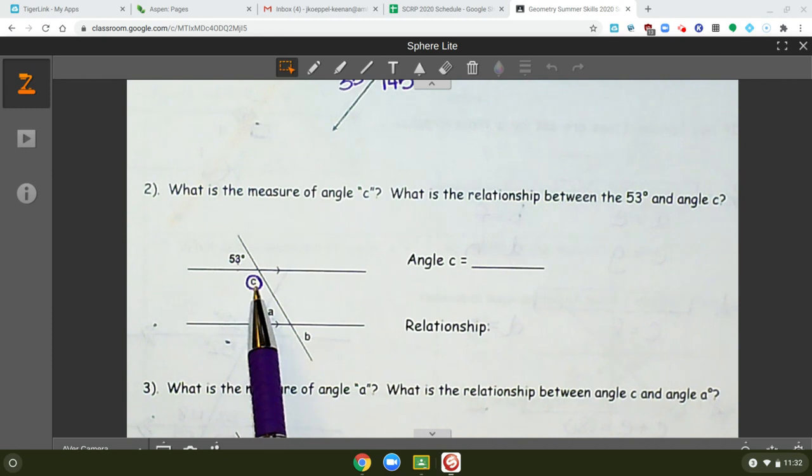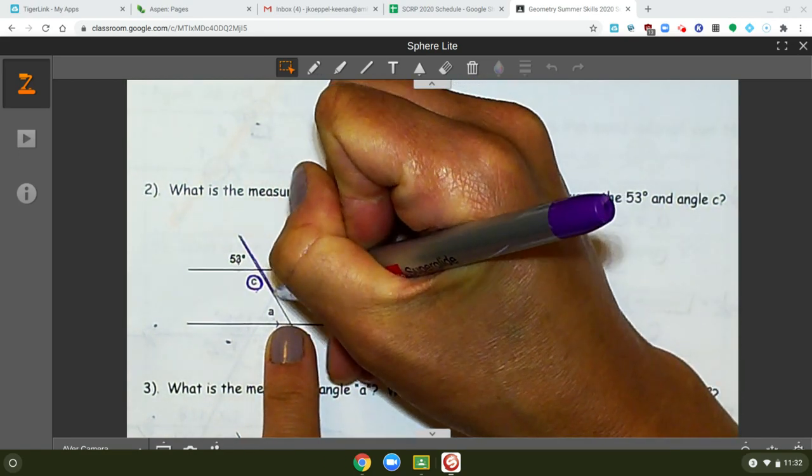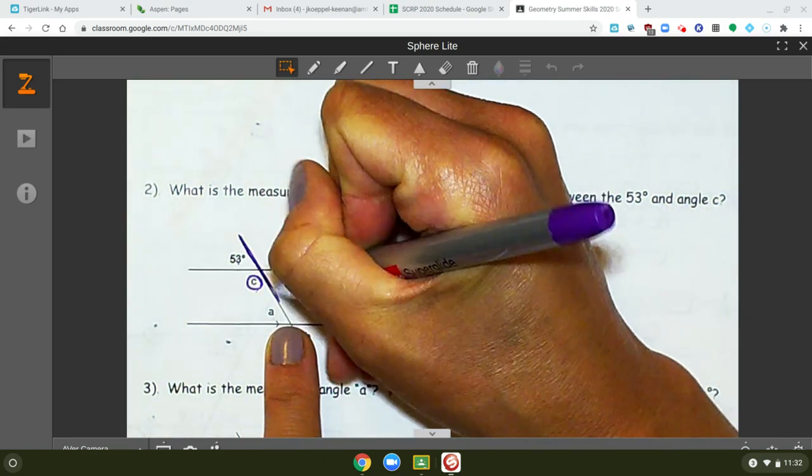Well, these two angles are touching each other. They're not opposite, so they can't be vertical. But together, the 53-degree angle and angle C, is that a straight line?